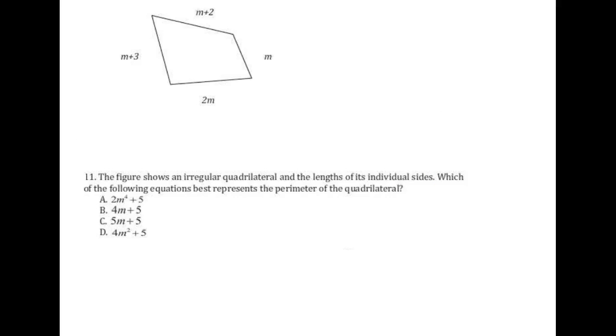The irregular quadrilateral shown in this figure has a length and a width of all different measurements. So m plus 2, m, 2m, and m plus 3. And we need to find the perimeter of that quadrilateral. So any general rule for perimeter is you add all sides, or it's the sum of all sides.